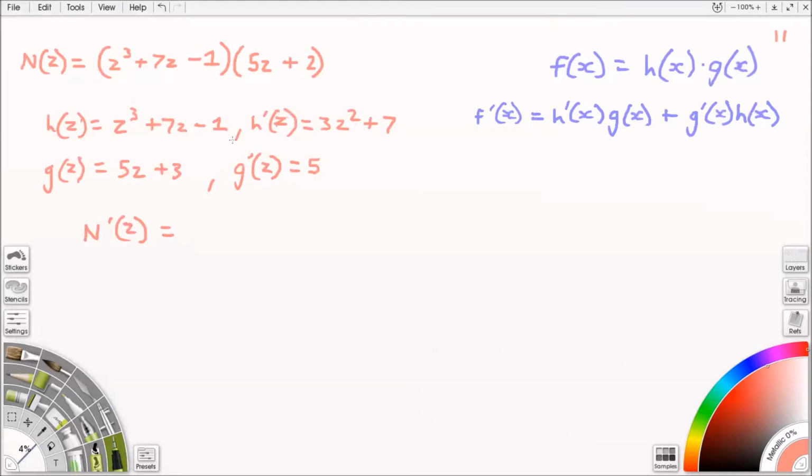But now we just sub these values in. So the derivative of nz here, we just sub our values in for the corresponding ones. Let's just do that. So we take the derivative of h of x, which is this here, 3z squared plus 7. Multiply that by just the function g of x, which will be, put that in brackets, 5, if they're multiplied together. Whenever you see things in brackets next to each other, it's just multiplying them.